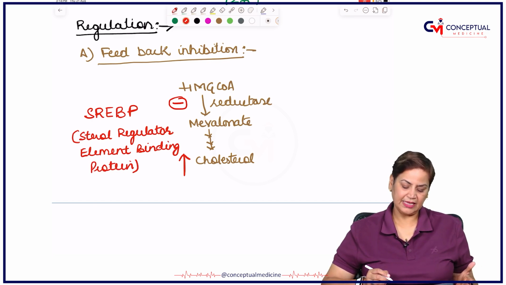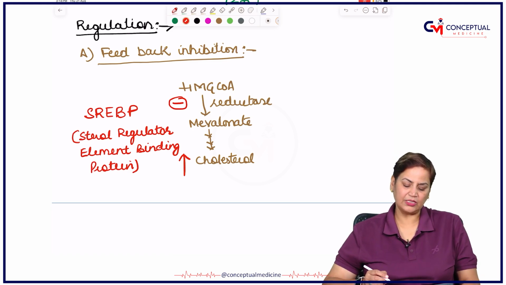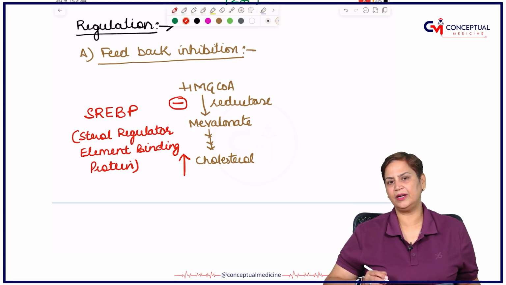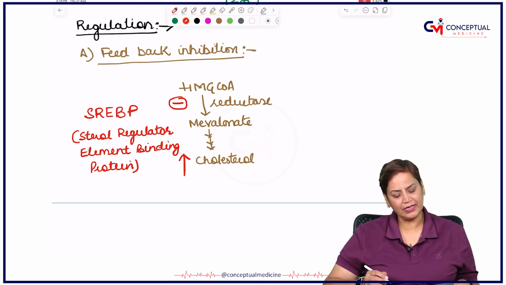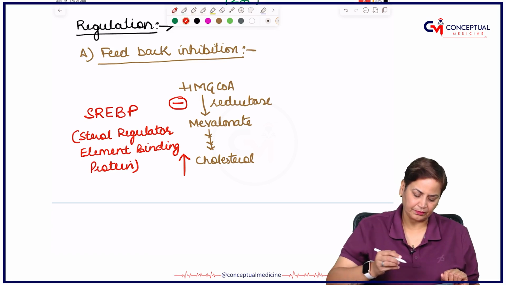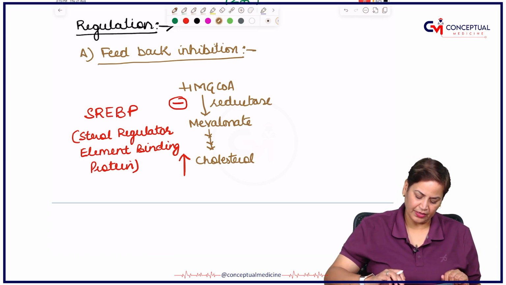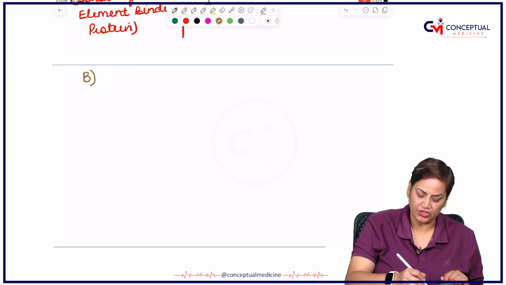Right. So we can say that cholesterol, whenever there is increased concentration of cholesterol, it has to give instructions to HMG-CoA reductase that no more synthesis of cholesterol is required. We call it as a product inhibition also, or feedback. Then second type of inhibition, which is the most important one, hormonal regulation.